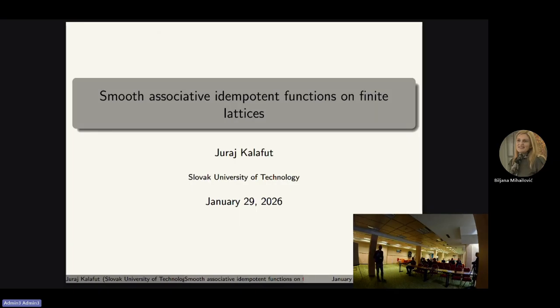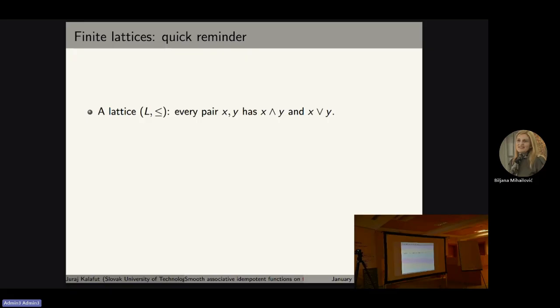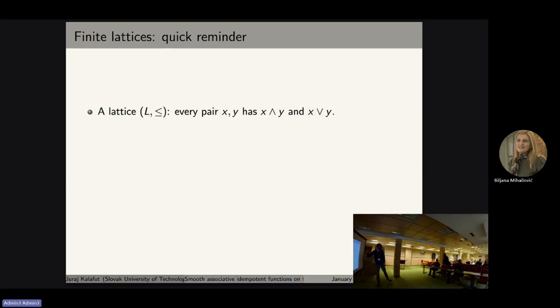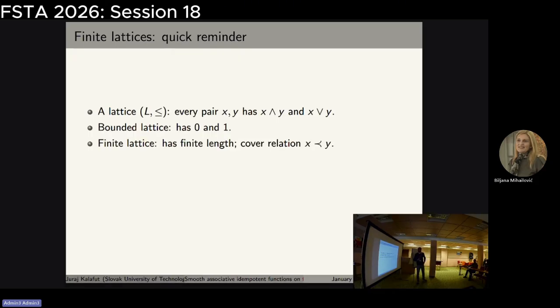I will be speaking about smooth associative aggregation functions on finite lattices. Okay, so we all know what finite lattices are. Just for the notation, we have infimum and supremum, or meet and join. Since each finite lattice is also bounded, we immediately have the top and the bottom element. This is necessary for the definition of t-norm, t-conorm, and so on, which are the interesting ones for our purposes.